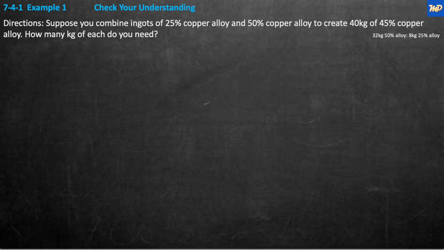Okay, example 1, check your understanding. It says directions. Suppose you combine ingots of 25% copper alloy and 50% copper alloy, and you want to create 40 kilograms of 45% copper alloy. Okay, how many kilograms of each do you need? It's basically the same problem we just did. So first of all, we're going to let you pause the video and go do this on your own. And then when you come back, we'll do it together.